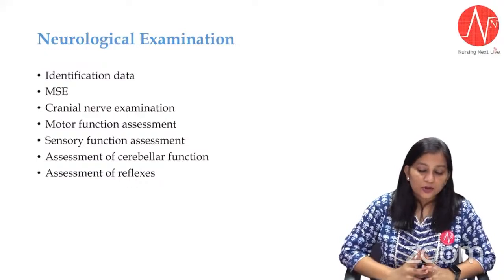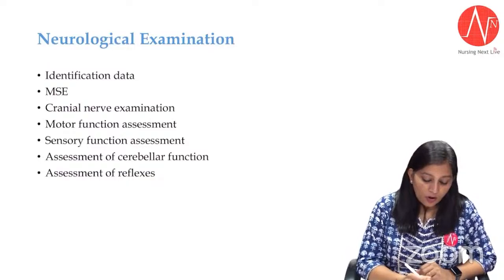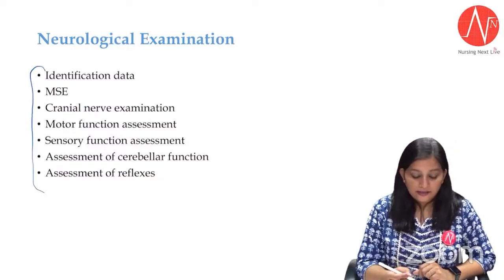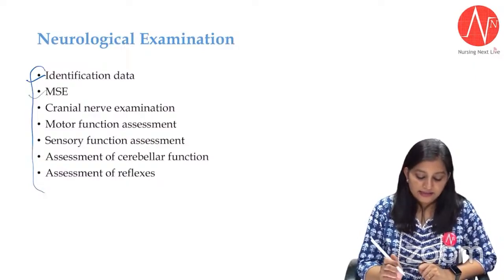Okay, then next is the neurological examination. The neurological examination has certain components, again, just like the MSE, mental status examination. So first is identification data and then mental status examination.